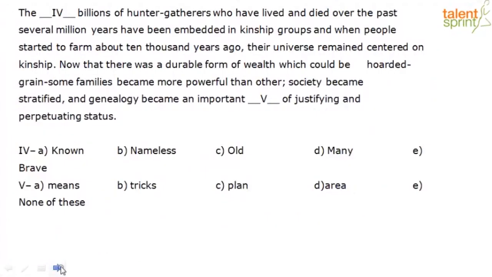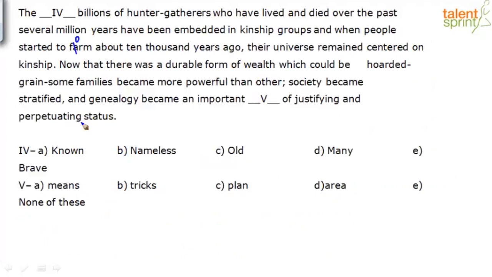Moving on. The billions of hunter-gatherers who have lived and died over the past several million years have been embedded in kinship groups, and when people started to form about 10,000 years ago, the universe remained centered on kinship. Options for fourth blank. Known, nameless, old, many, brave. Okay, let's look at this.